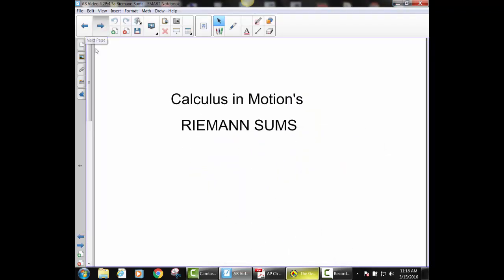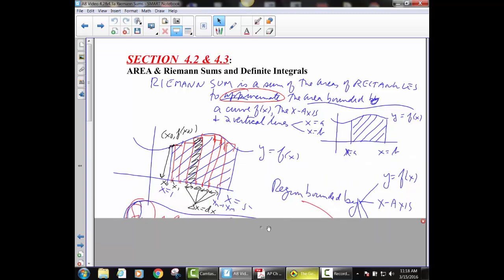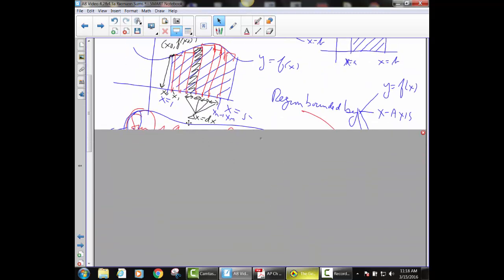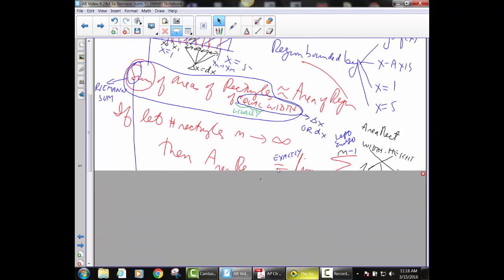So basically, a Riemann sum is a sum of the areas of rectangles to approximate the area bounded by a curve, the x-axis, and 2 vertical lines. Most of the time, not always, but 95% of the time, these rectangles are evenly spaced, with equal subdivisions or equal intervals, which means all these delta x's are the same. So a Riemann sum is the sum of the areas of rectangles, usually with equal width, and that gives us an approximation of the area of the region.